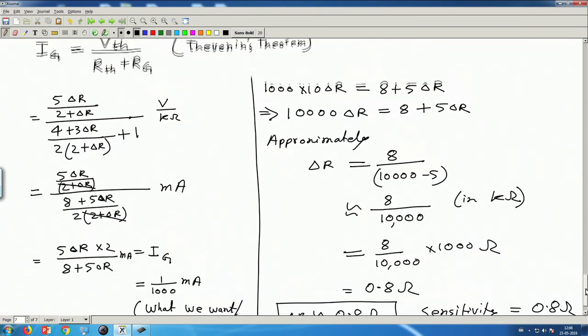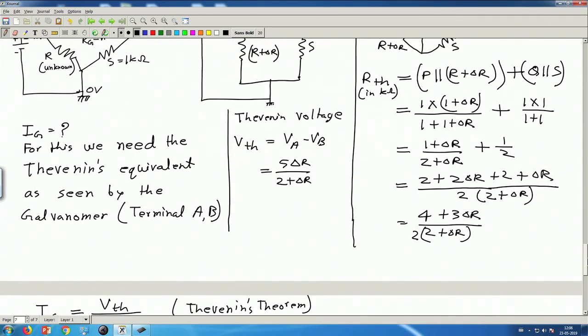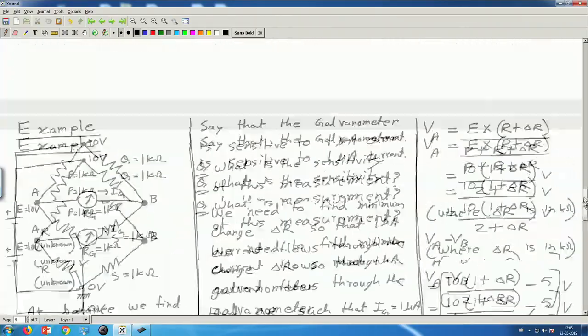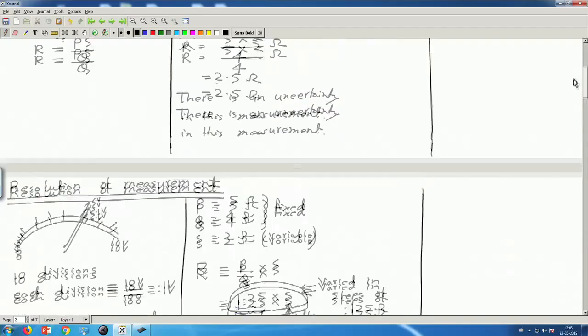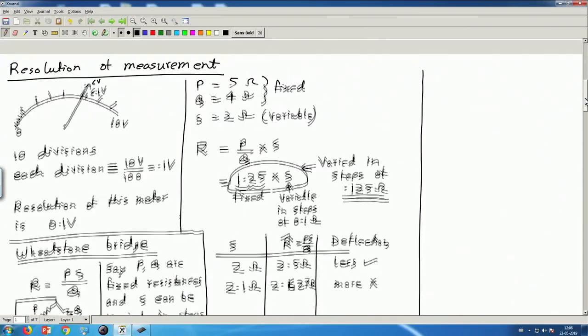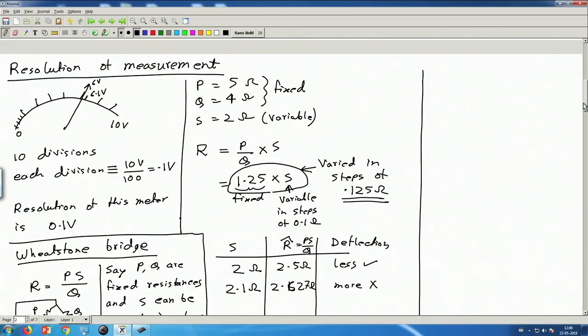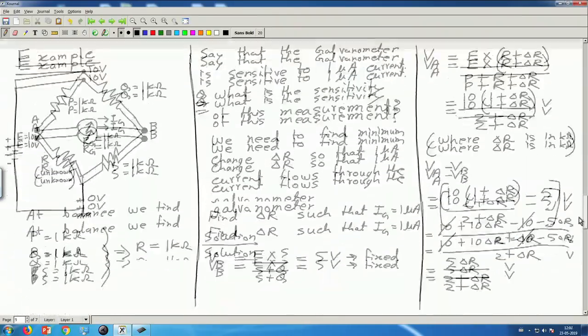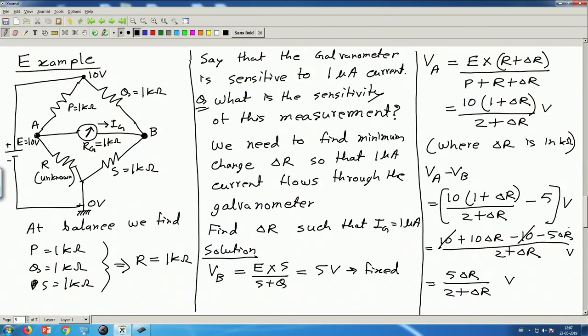So in this video, in this class, we have discussed three concepts. Firstly, accuracy, then the resolution of the Wheatstone bridge, and finally the sensitivity of the Wheatstone bridge. And we have done a thorough calculation. We have taken an example and have shown you how to do the calculation thoroughly.